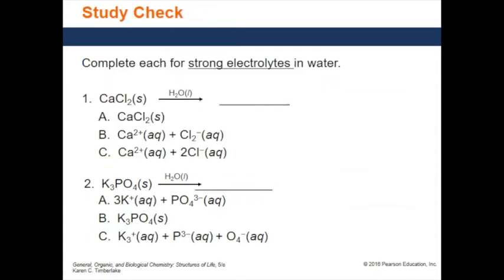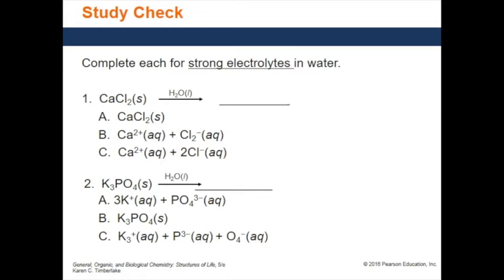So let's try some questions. Complete each for a strong electrolyte in water. If the question is telling you this is a strong electrolyte, it means it is going to completely dissociate into its ions in water. So calcium chloride solid in water is a strong electrolyte, meaning it will completely dissociate into its ions. The two ions would always be a cation and an anion.